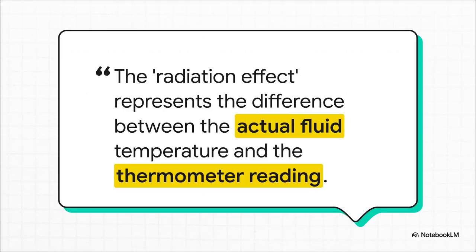And this whole radiation effect isn't just for big industrial machines. It's happening everywhere. It's the reason why a thermometer you put in a sunny spot will read higher than the actual air temperature. That little sensor isn't just measuring the air. It's also seeing the hot window and the sunlit walls, and it's soaking up their heat too.